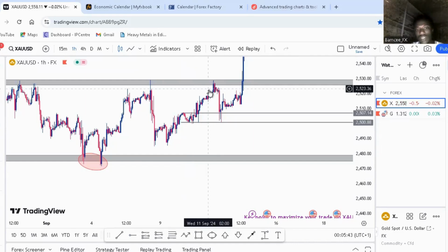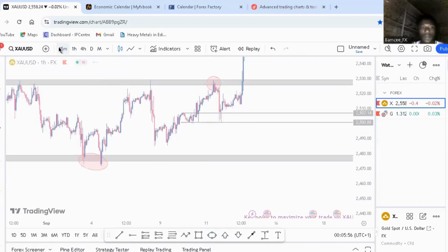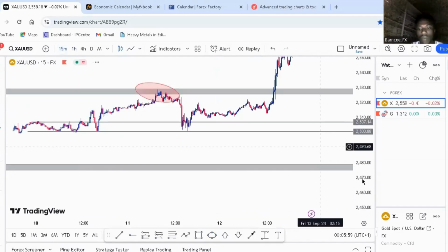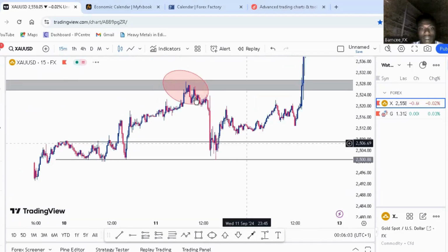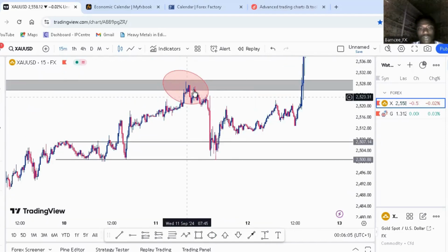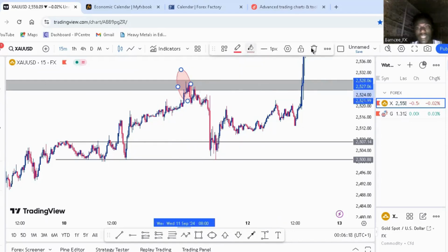At the same time, I noticed that gold could not break above it, and I had to quickly switch to 15 minutes to see what was happening there. Now on 15 minutes, what happened? Why did I take that trade? On 15 minutes, I saw a clear double top, which is the M pattern. I saw a clear M pattern on this particular area. A very clear M pattern, and I was waiting for the bearish candlestick to close for confirmation.